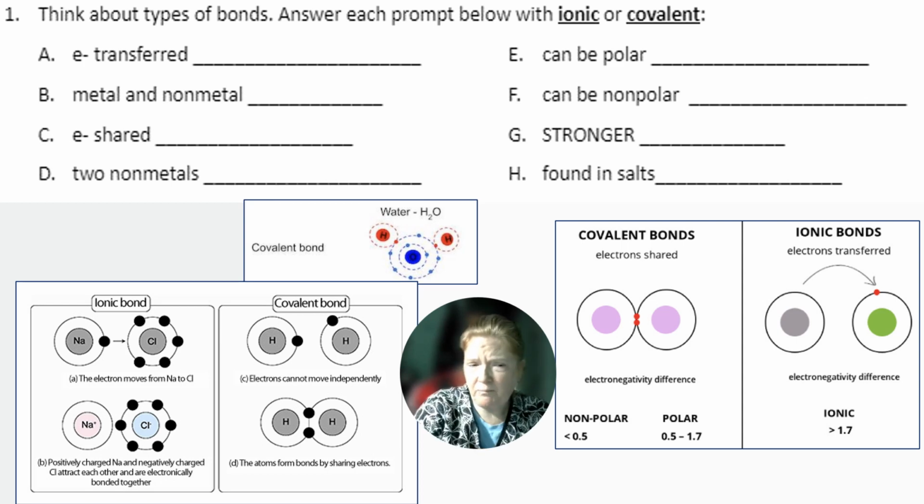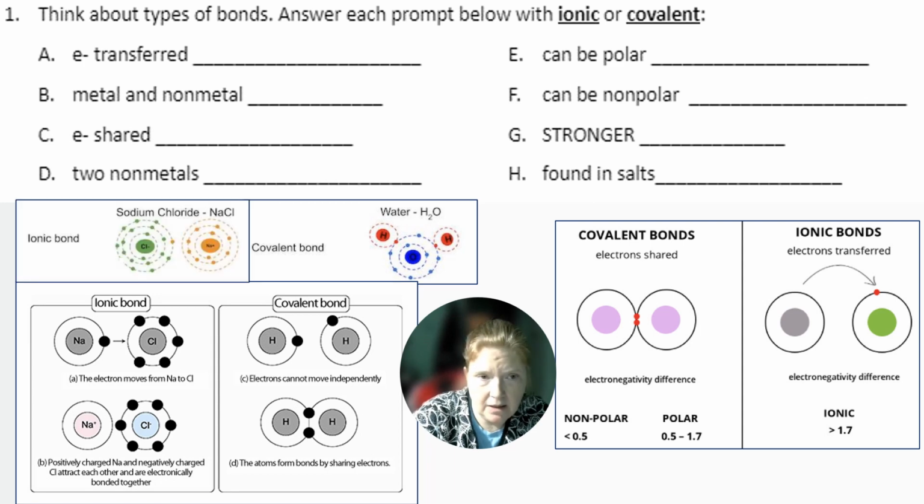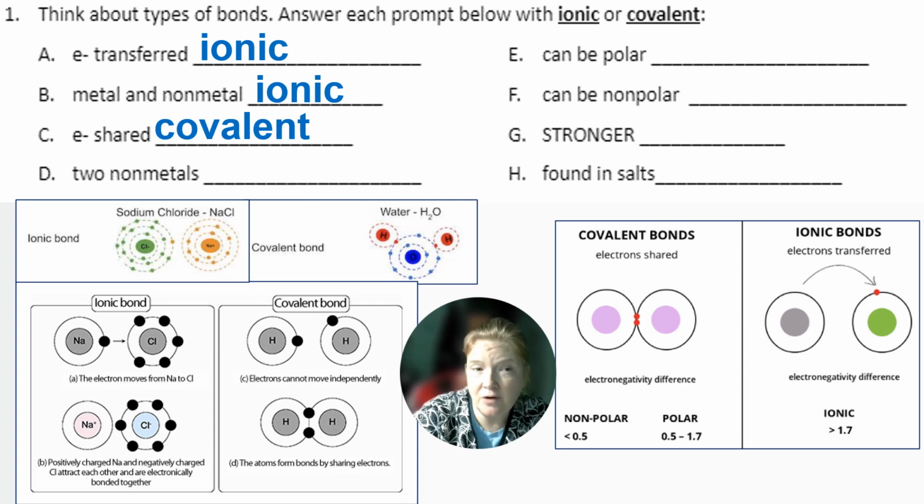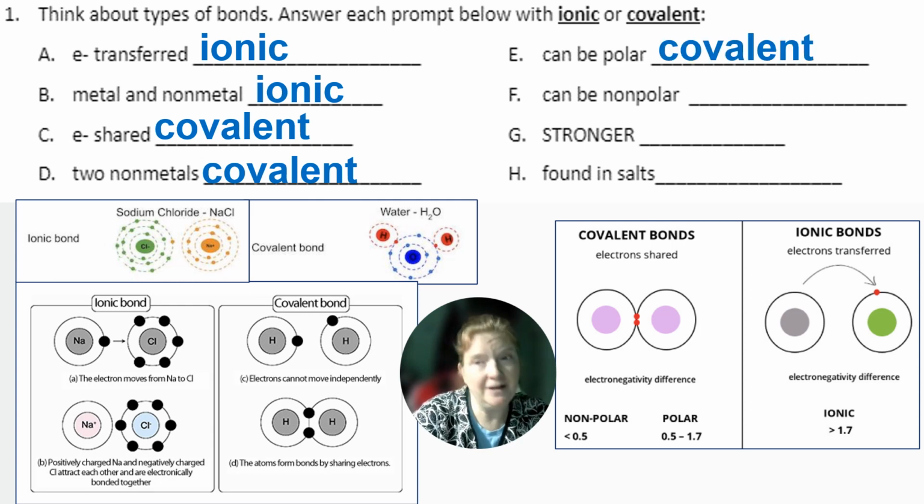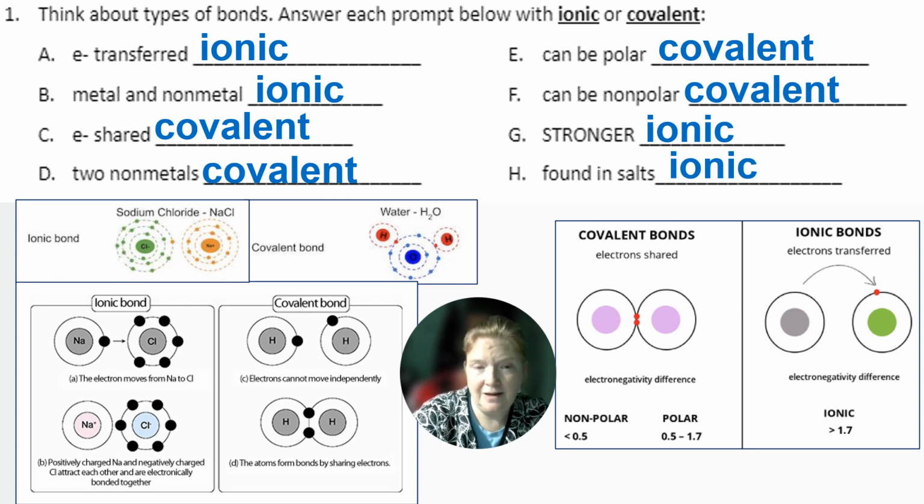Okay. When are electrons transferred? Ionic. Metal and a nonmetal? Ionic. Electrons shared? Covalent. Two nonmetals? Covalent. Can be polar? Covalent. Can be nonpolar? Covalent. Which one has stronger, meaning ridiculously strong forces? That's ionic. And which one is found in salts? Ionic.